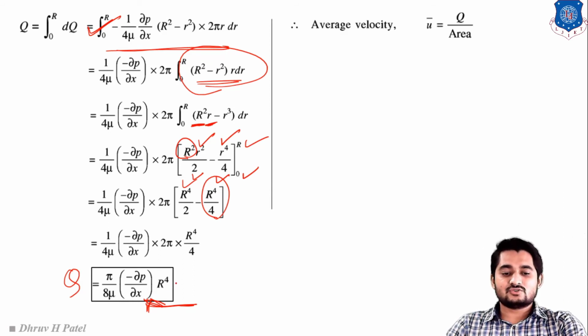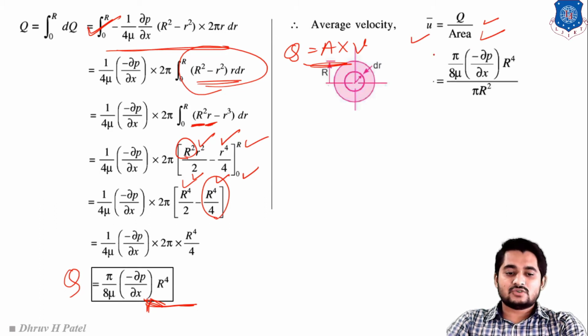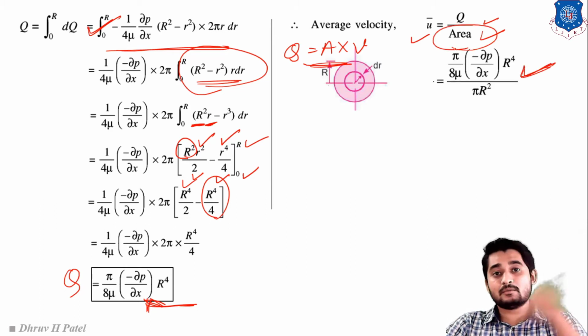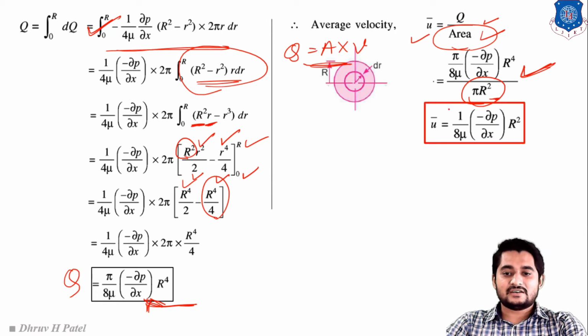Clear students? So next, average velocity will be velocity is equal to discharge by area. Our main equation is Q is equal to area into velocity. So velocity will be Q by area. So let us put the value of Q here and the area of the overall pipe, that means pi r square, and for the overall pipe we have to take capital R. So average velocity will be 1 by 8 mu, minus del P by del X, capital R square.